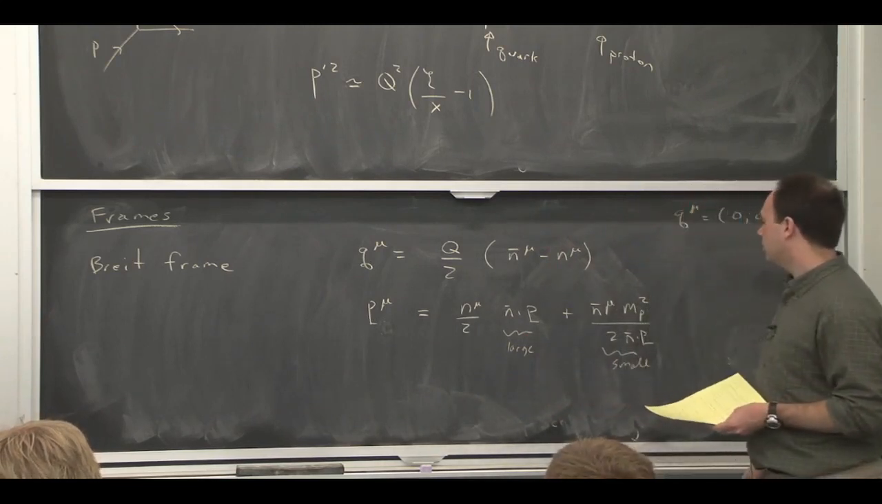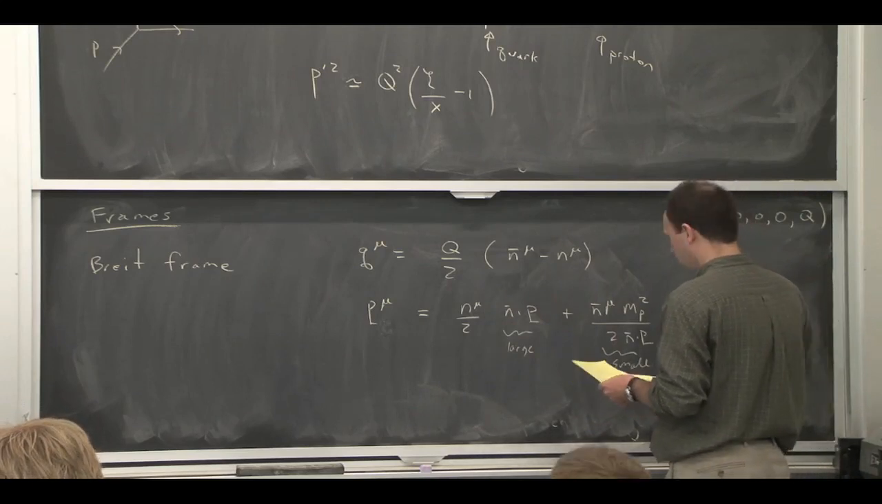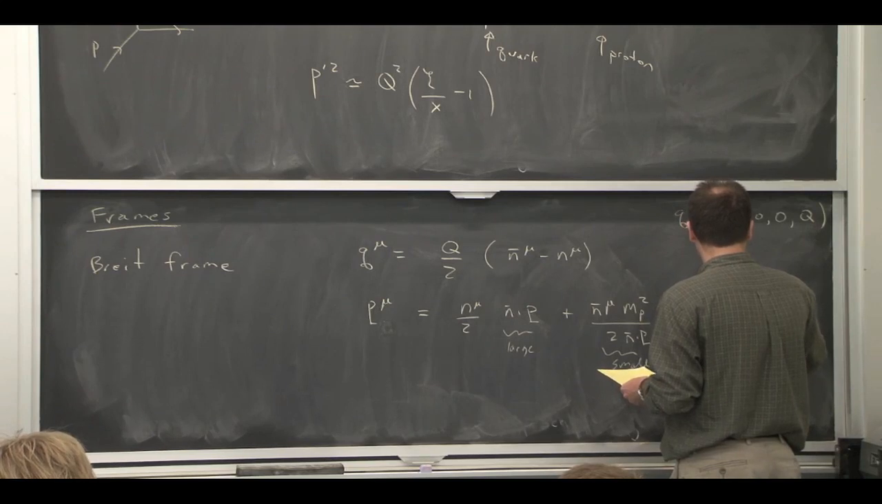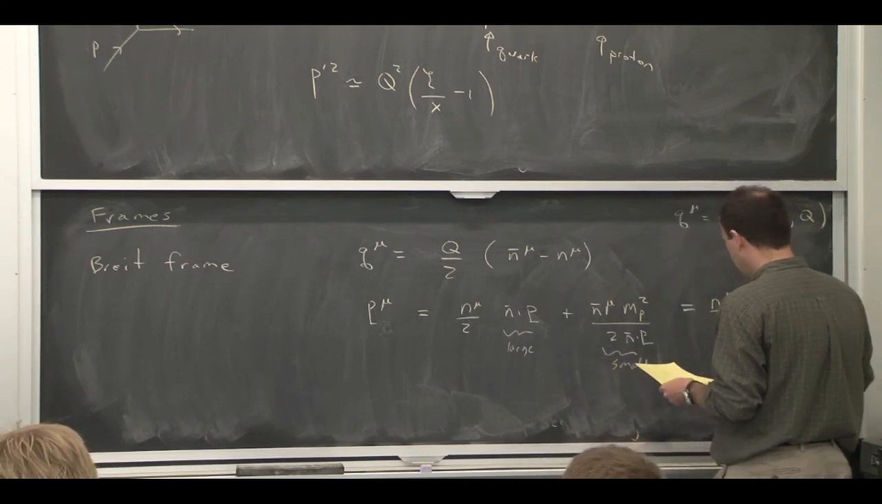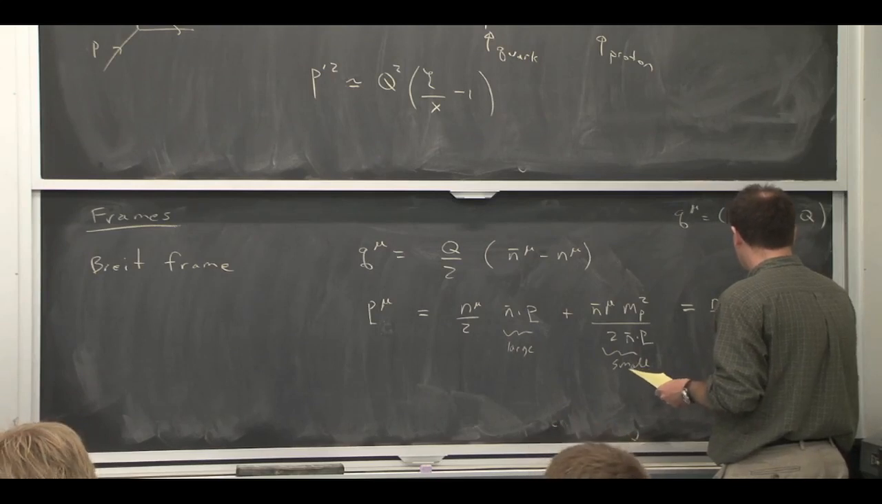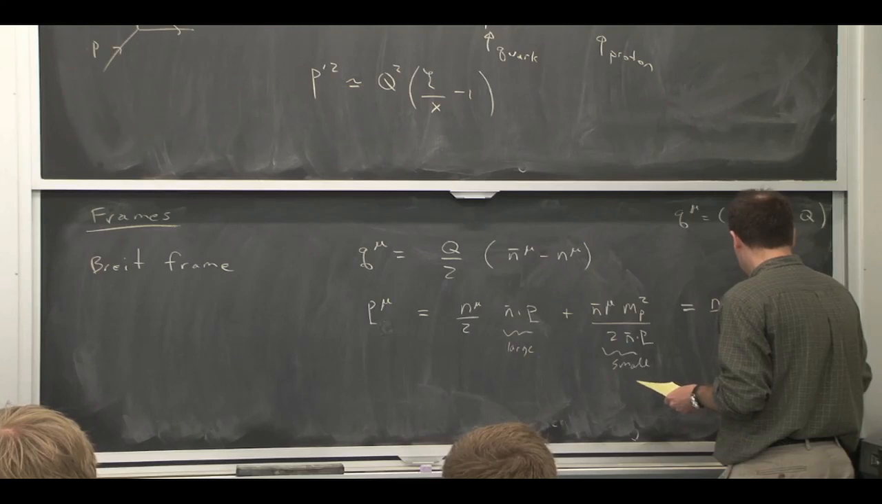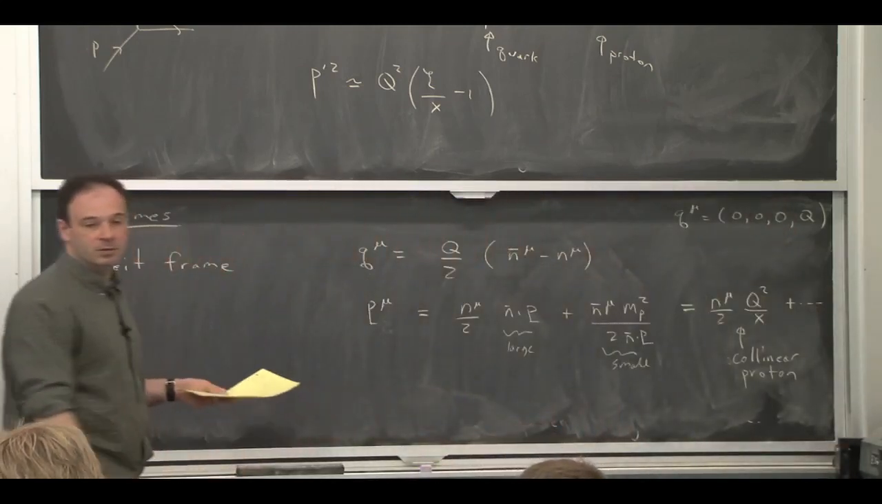And if you have a large component in some light-like direction, that means it's collinear. All right, so using momentum conservation, you could write it like this. And it has a kind of collinear scaling. So what we have in deep inelastic scattering in the Breit frame is that the incoming proton is a collinear proton.